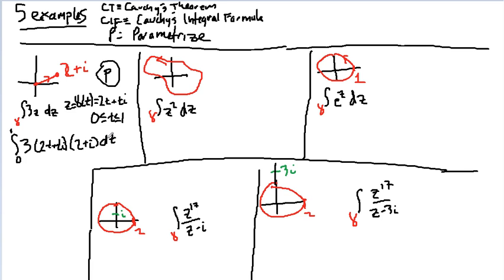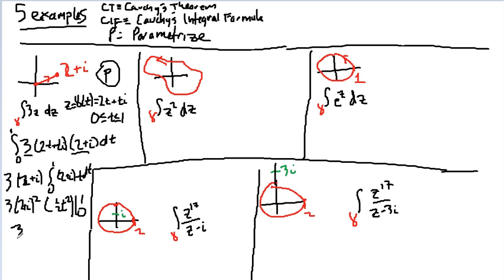And now, essentially, you just do this the way you do it in calculus. Here's a constant, here's a constant. You do 3 times 2 plus i times the integral from 0 to 1 of 2t plus ti. In fact, let's even do this: factor out the t. (2 plus i) t dt, which equals 3 times (2 plus i) squared times 1/2 t squared evaluated from 0 to 1, which equals 3/2 times (2 plus i) squared. That's the first example, and I used parameterization.